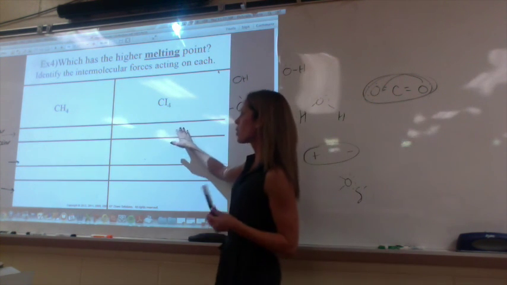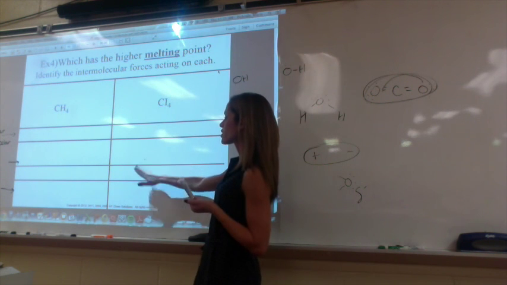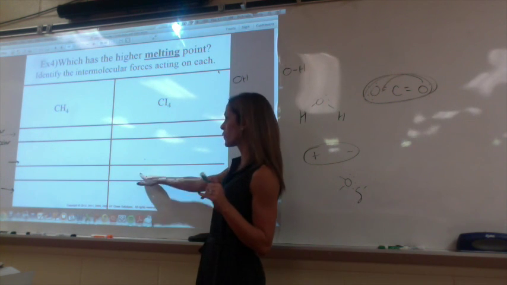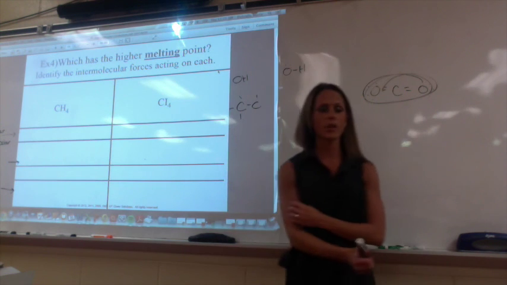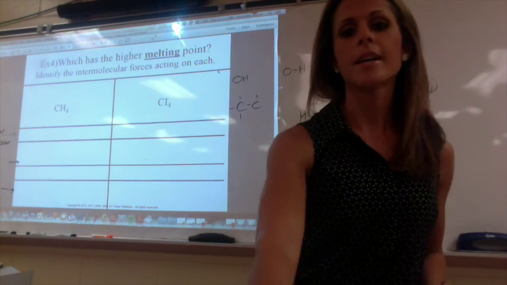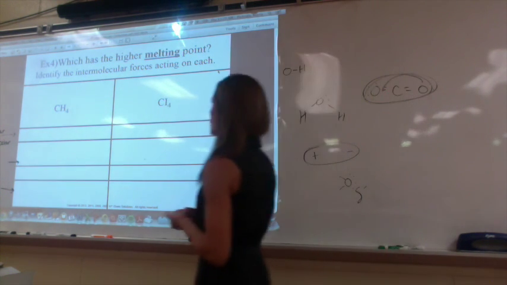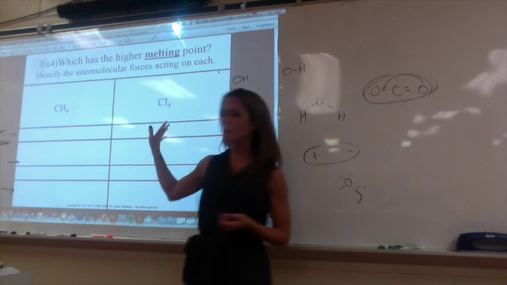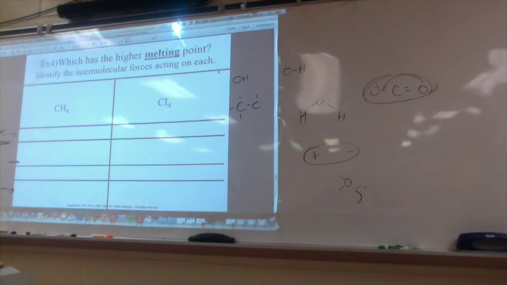So tell me if it's polar or non-polar. Tell me the forces of attraction. Give me some sort of justification here in the 4th line, and then tell me which one has a lower or higher boiling point, melting point. Okay. So we have CH4 and CI4. Polar, non-polar? They're both non-polar. That's right, because the geometry cancels. Agreed? Yes. All right. The next one.